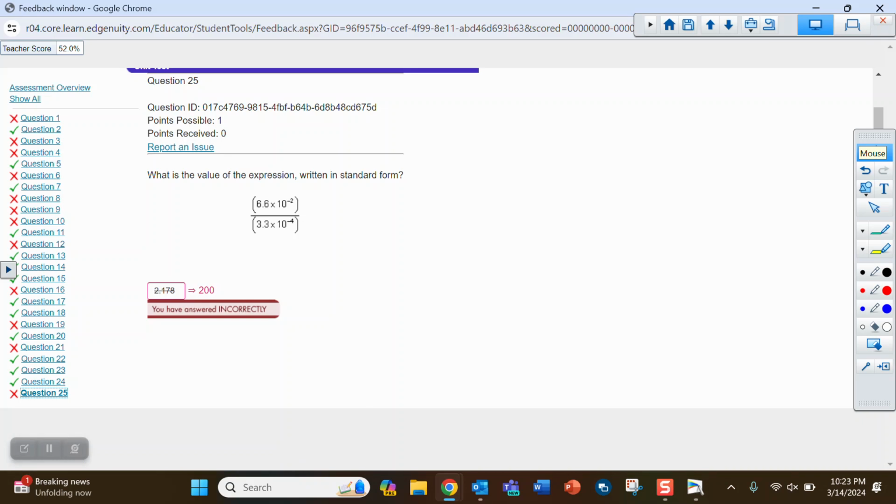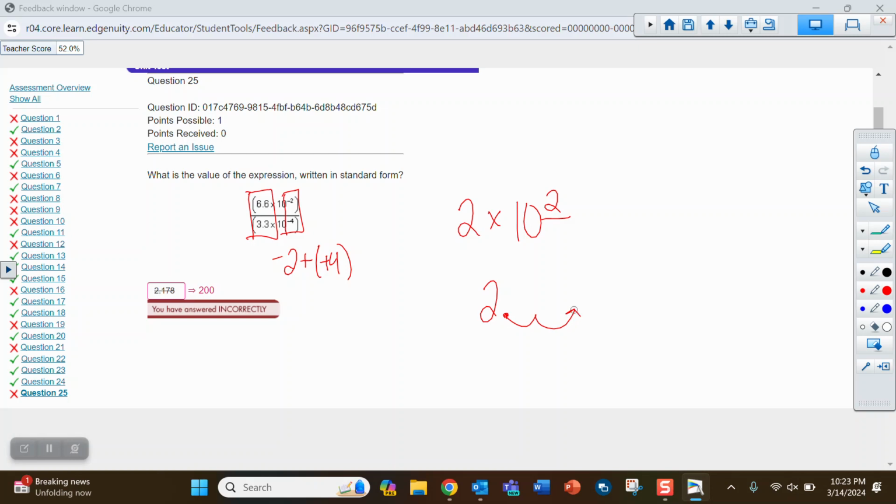25, what's the value written in standard form? So when we're dividing scientific notation, you can divide those two numbers and you can subtract the exponents. So 6.6 divided by 3.3 is 2 times 10 to the, we're doing -2 minus -4, so that's like adding a positive. So we get 2 times 10 to the second power. Remember, in the number 2, the decimal would be here. That tells us we're multiplying by 10 twice, so that's how you get 200.